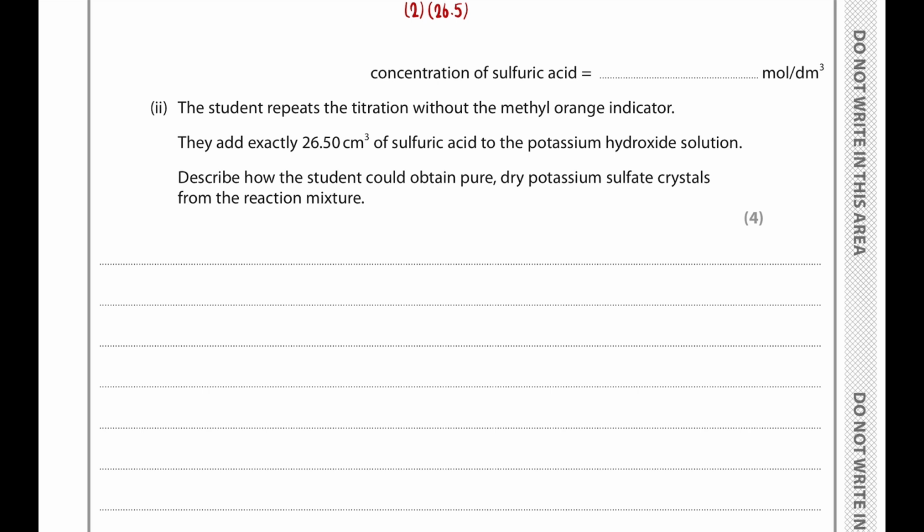Next one, the student repeats the titration without the methyl orange indicator. They add exactly 26.5 cm cube of sulfuric acid to the potassium hydroxide solution. Describe how the student could obtain pure dry potassium sulfate crystals from the reaction mixture.